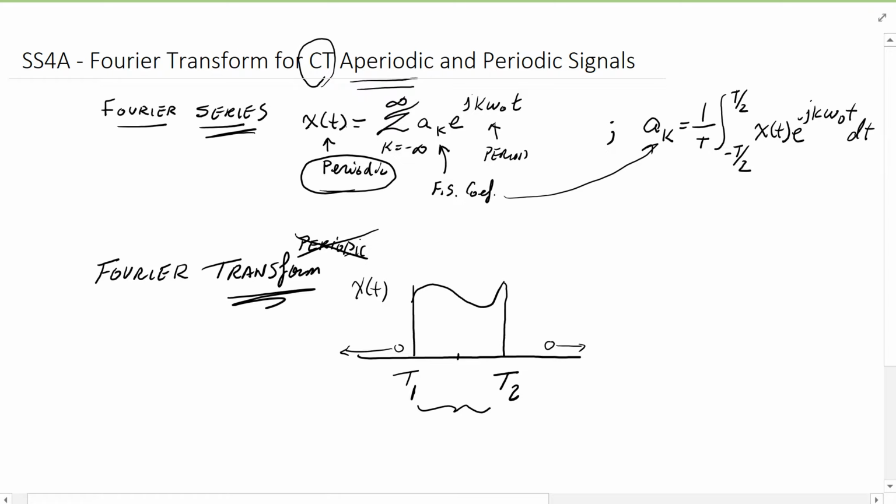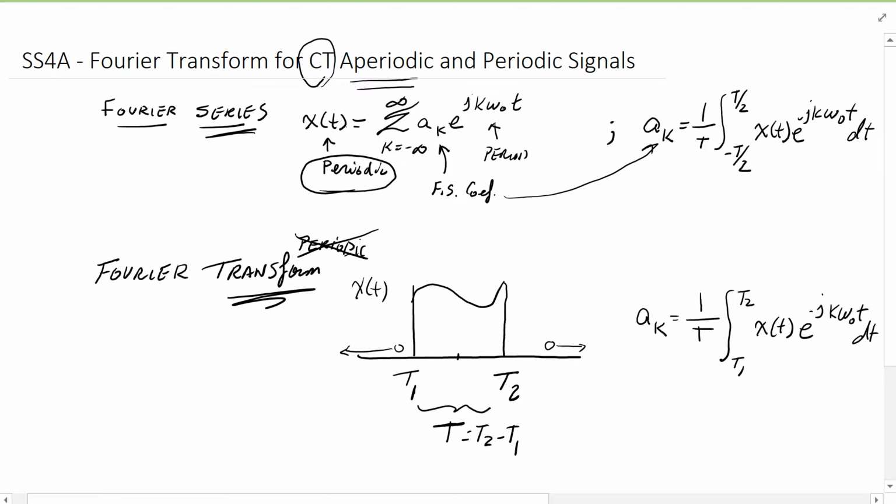If we do that, then we can go back and grab that a of k, bring it back down here and say that is over, and let's call this piece the T, that what a T is going to be equal to the t2 minus t1 basically. Then this integral is going to go from some location t1 to t2 because that's the period, x of t e to the minus jk omega 0 t dt.